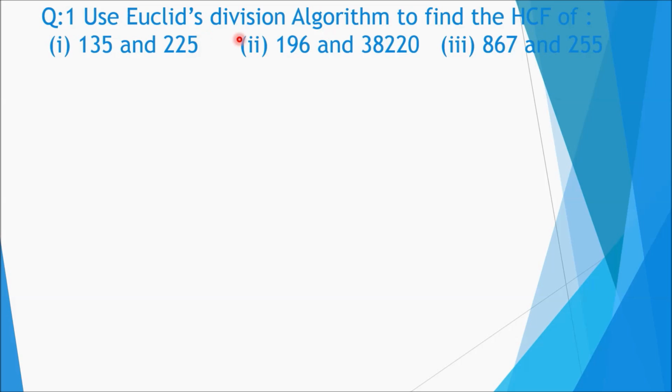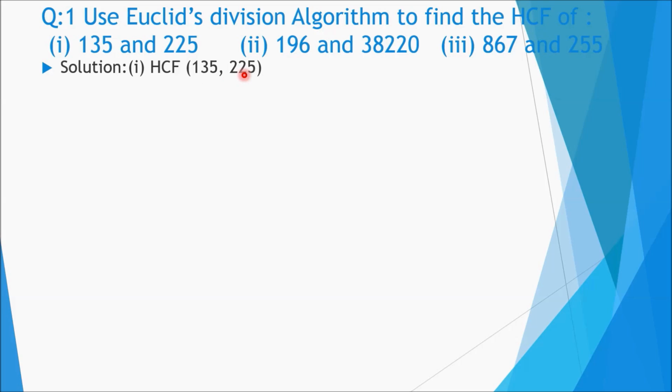So question number 1 is, use Euclid's division algorithm to find the HCF of number 1, 135 and 225, number 2, 196 and 38,220, and number 3, 867 and 255. So first question, first part of this question, we have to calculate HCF of 135 and 225. So now as we can see, this 225 is greater than 135.